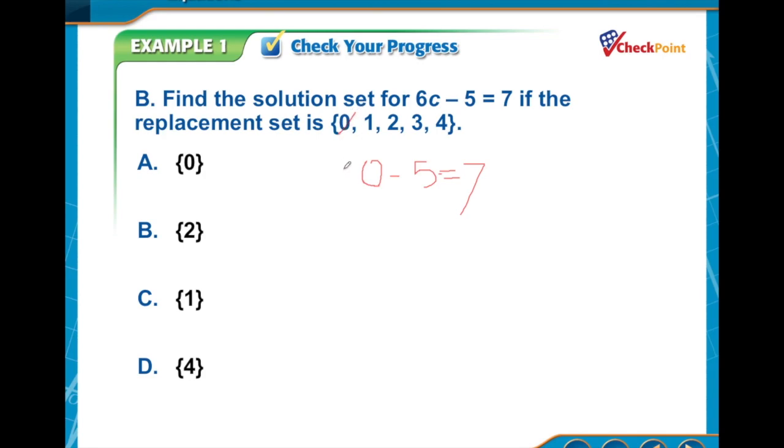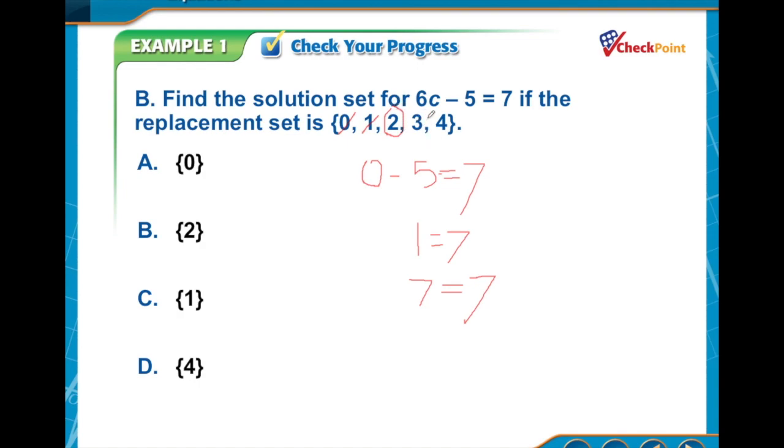That's wrong. If I plug in a 1, I'll get 6 times 1 is 6, minus 5. So I'll get a 1 on the left and a 7 on the right. Does 1 equal 7? Is that a true statement? No, it's not. So 1 is wrong too. If I plug in a 2, I get 12 minus 5. And I know that 12 minus 5 is 7. So I get 7 on the left and 7 on the right. Is this a true statement? Well, yes, it is, of course. So 2 works.